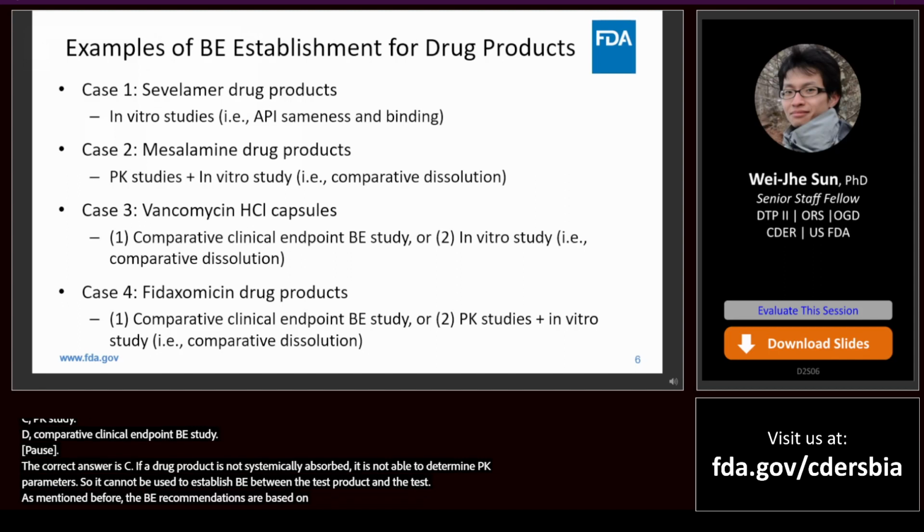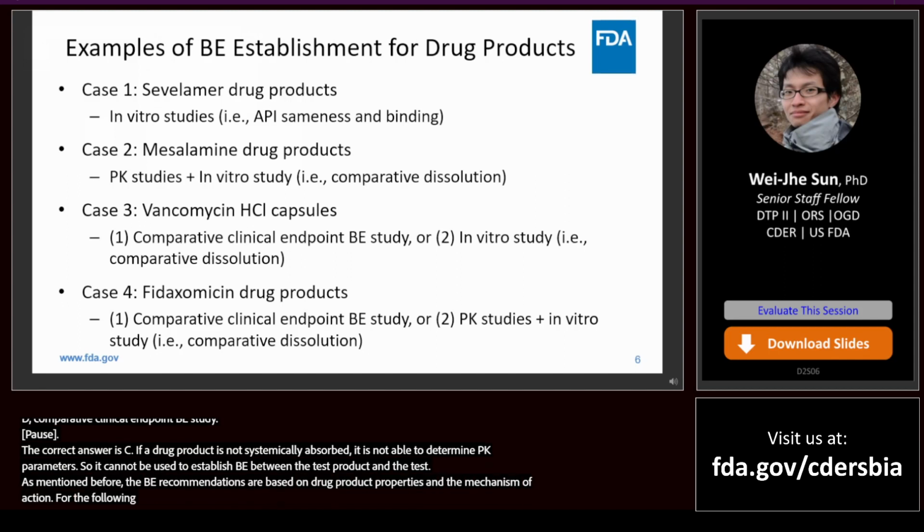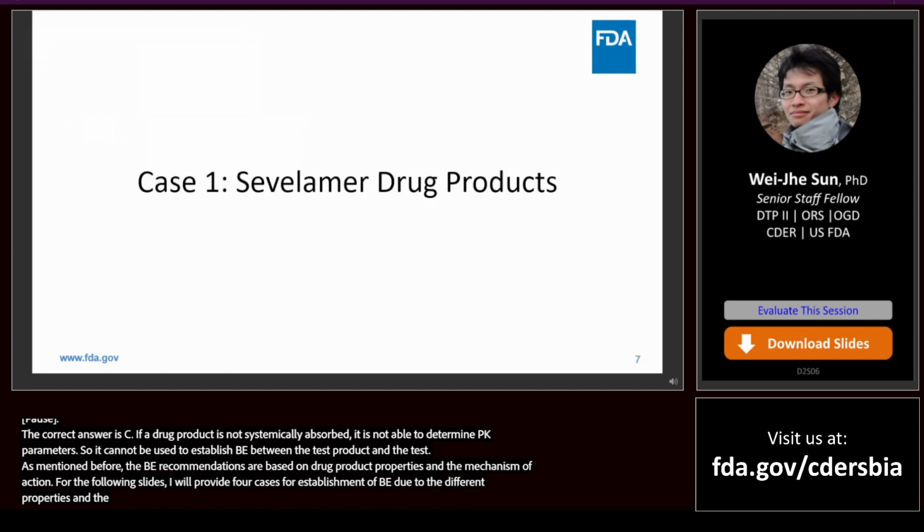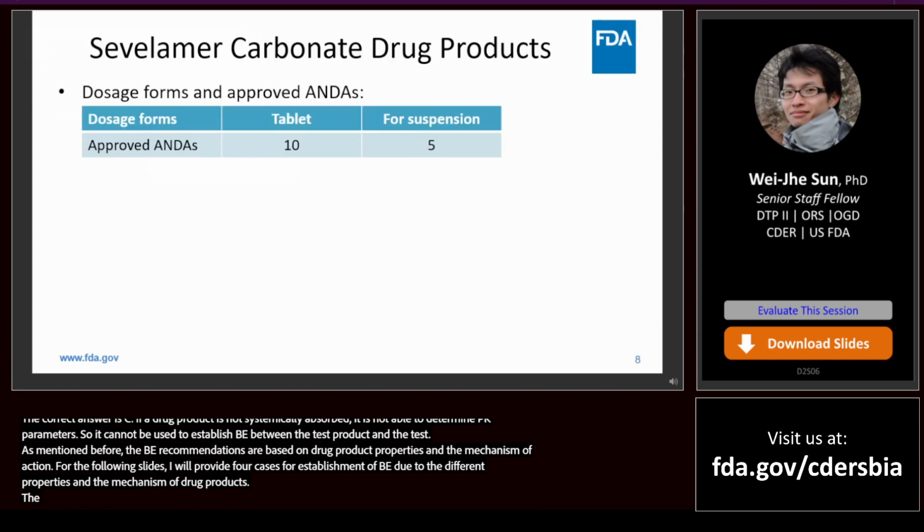For the following slides, I will provide four cases for BE establishment and the rationales of BE recommendations due to the different properties and the mechanism of drug products. The first case is sevelamer drug products. Sevelamer carbonate has two dosage forms, tablet and powder for suspension.